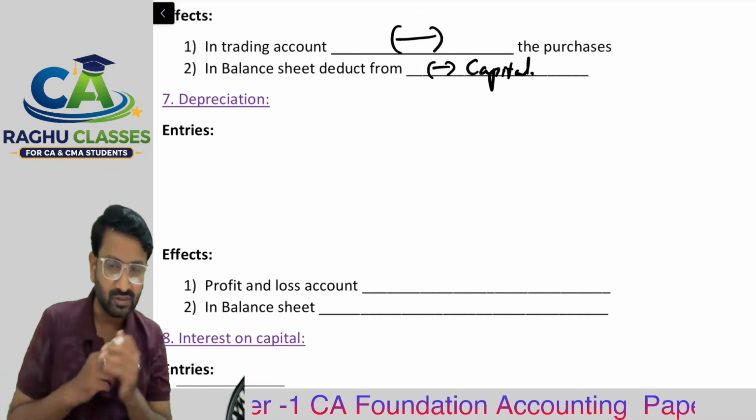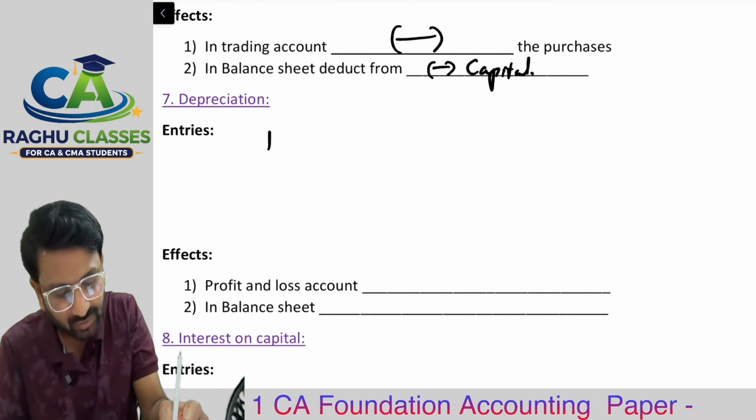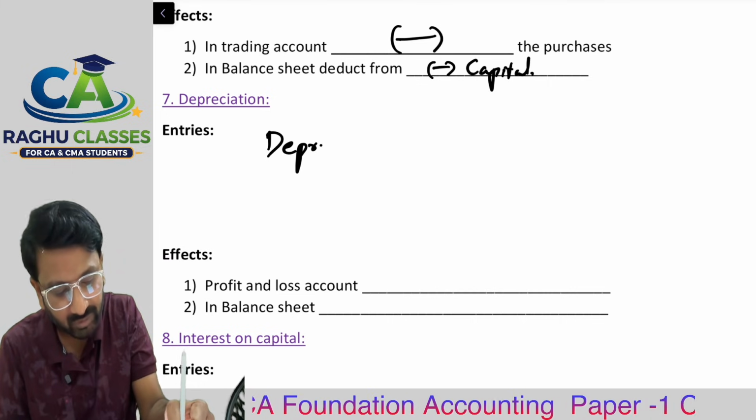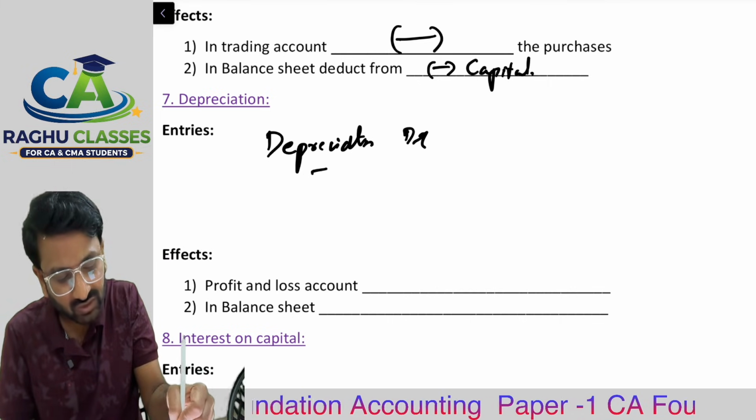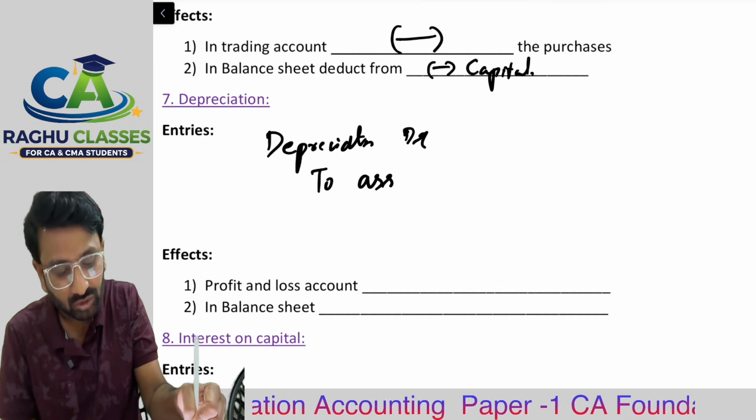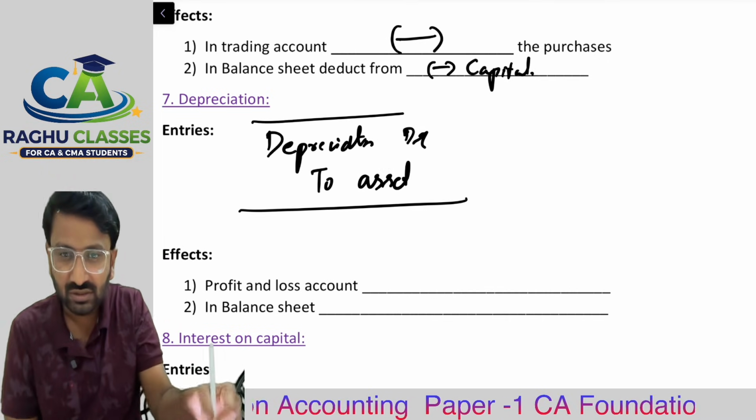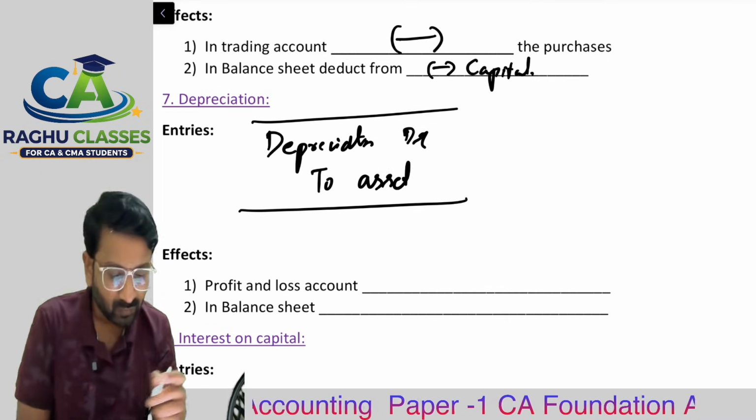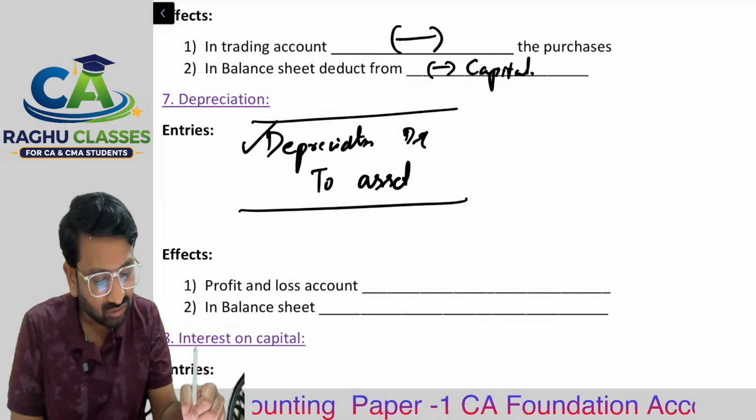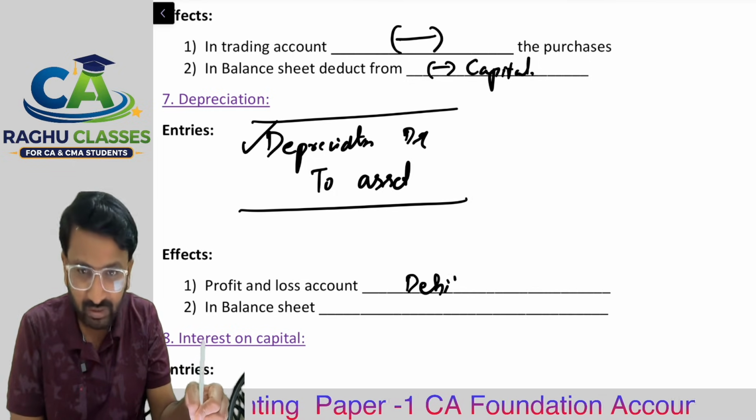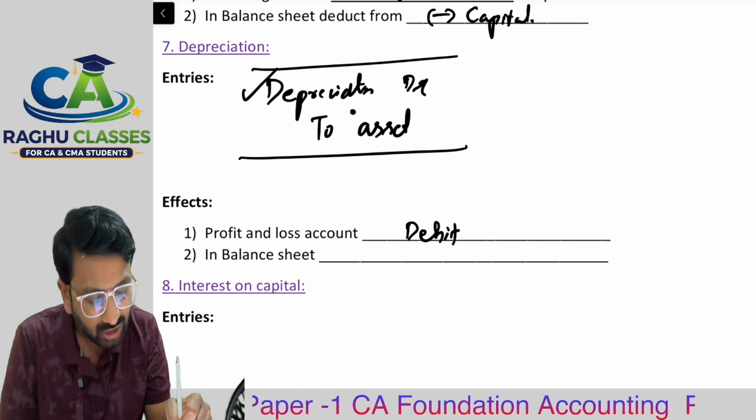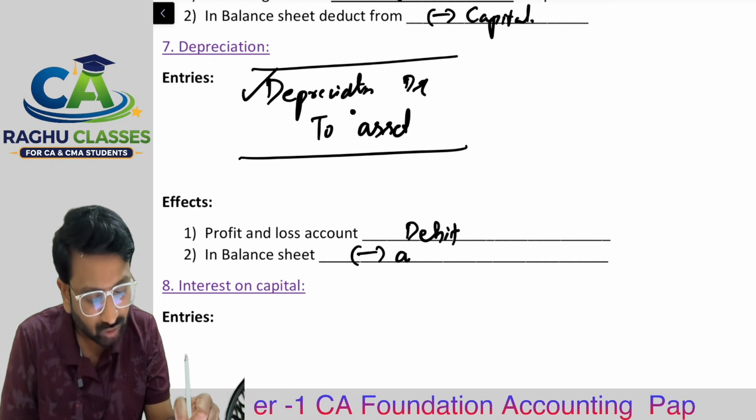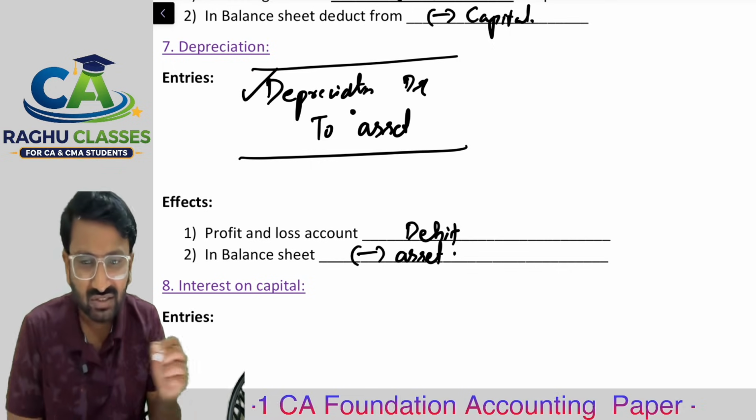Next, depreciation. Depreciation is an expense, so debit depreciation. And because of depreciation, your asset will come down, so credit the asset. So depreciation account debit to asset. And effects: this depreciation will come in P&L account debit side. And because of depreciation, in balance sheet your asset will reduce. In balance sheet, you're going to minus that from asset.